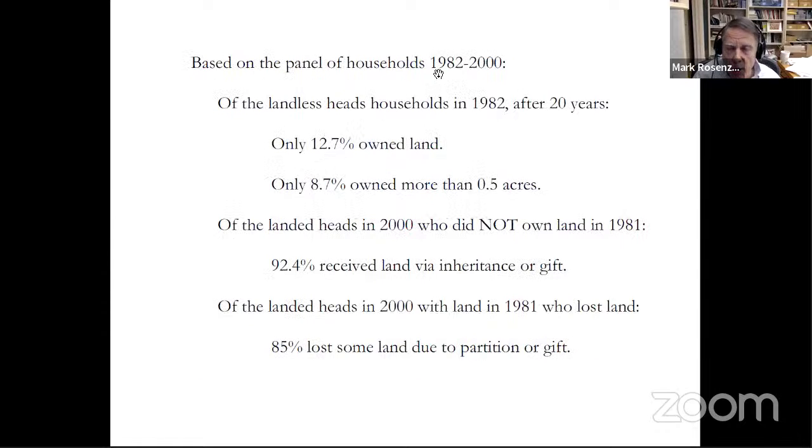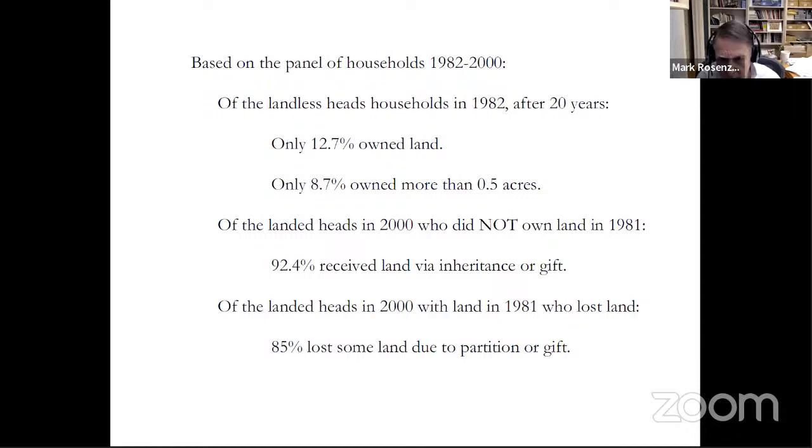Okay. So going from the 1982 population to 2000, it's almost 20 years. We find that if we take landless heads in 1982 and we look at all of the split off households from that landless household 20 years later, less than 13% of them owned land. So there were some that acquired land, but it wasn't very much land. And in fact, less than 9% of them actually own more than half an acre of land. So there's just very little movement, even over 20 years, between being landless and being landed.